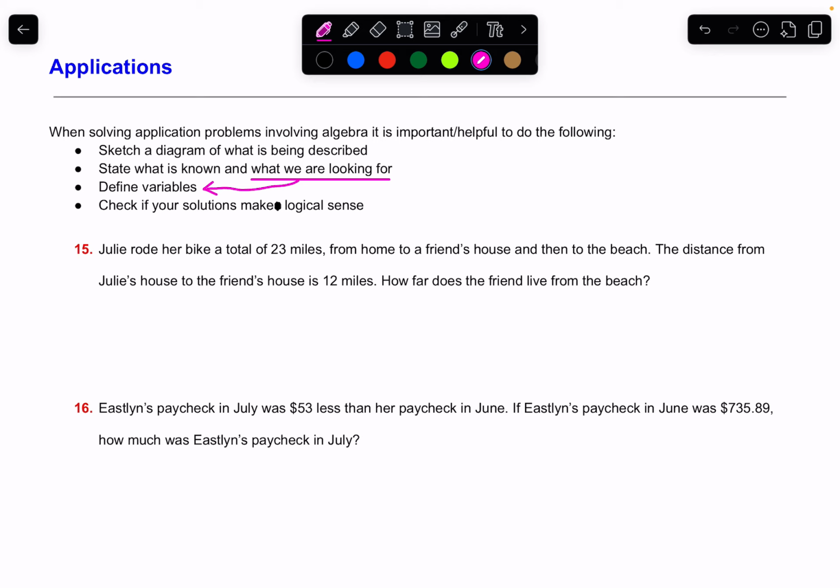So what we're going to do, we're going to try to draw a picture. We're going to try to find out what we need to find out, like what are we searching for. We're going to call that thing a variable, and then we're going to be able to solve and see what we get.